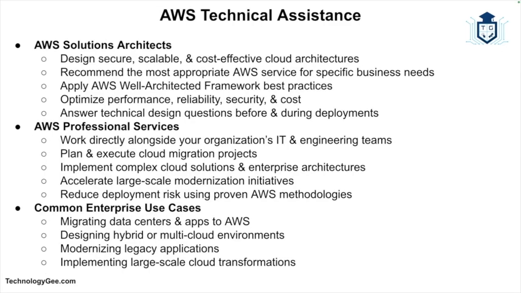next let's talk about AWS technical assistance, because sometimes you need more than support. You need hands-on expertise. Within that, you have experts like your solutions architects. These are AWS experts who can help you design architectures, choose the right services, and follow best practices. And then you have AWS Professional Services. This is a paid service where AWS experts work directly with your team, help with migrations, and implement complex solutions. So just understand that in enterprise environments, all of this is extremely common.